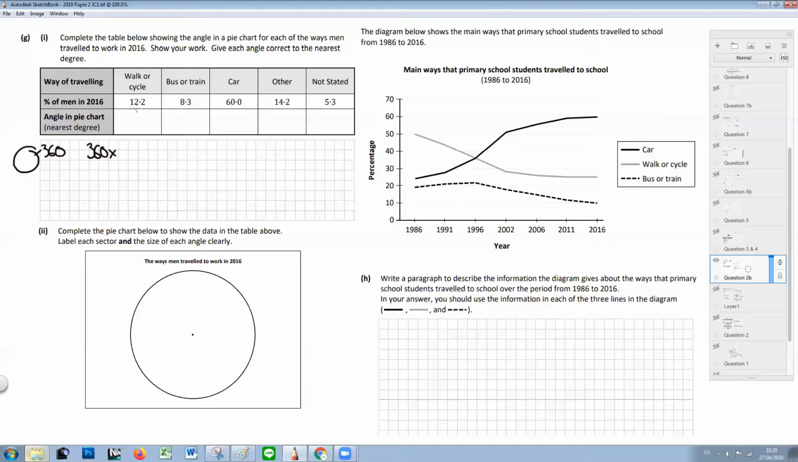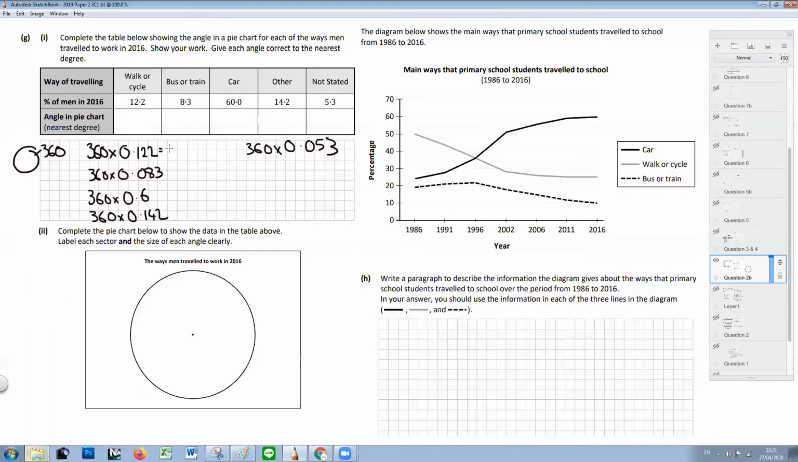So my first one is going to be 12.2% or 0.122. 360 by 0.083. 360 by 0.6. 360 by 0.142, and 360 by 0.053. Just be very clear on where your decimal place needs to go. Always remember that 100% is going to be 1, so 10% is going to be 0.1, 1% is going to be 0.01, etc.